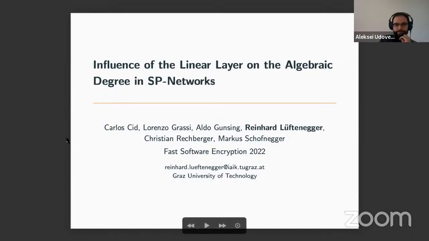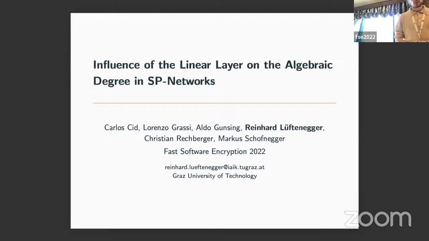Any questions? I have a question. Can I ask? Yes, of course. Thank you, Reinhard, for the talk. In the full talk, you mentioned that structure of the linear layer is a potential for improving the bounds. Do you have some examples in mind where the structure of the linear layer can help?